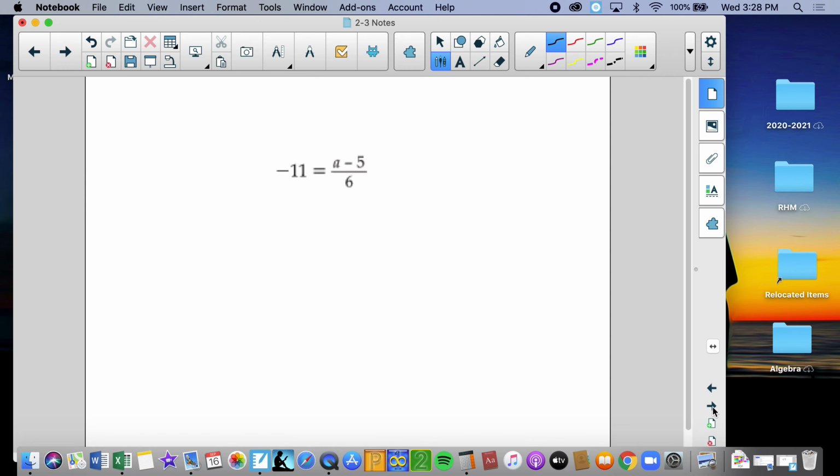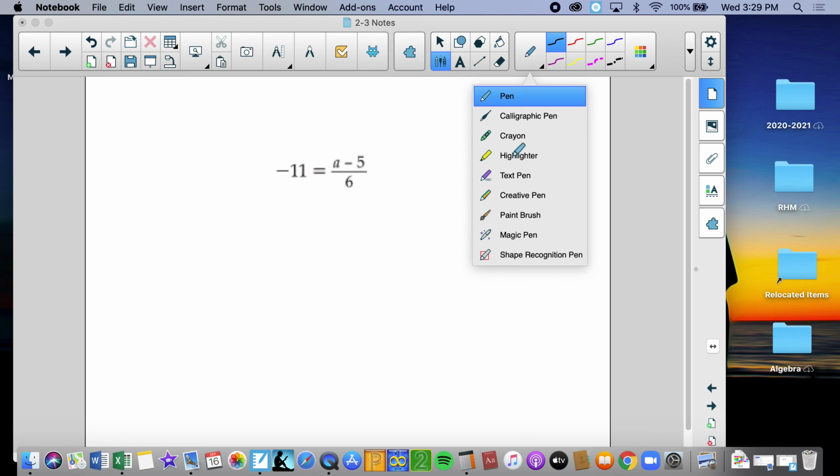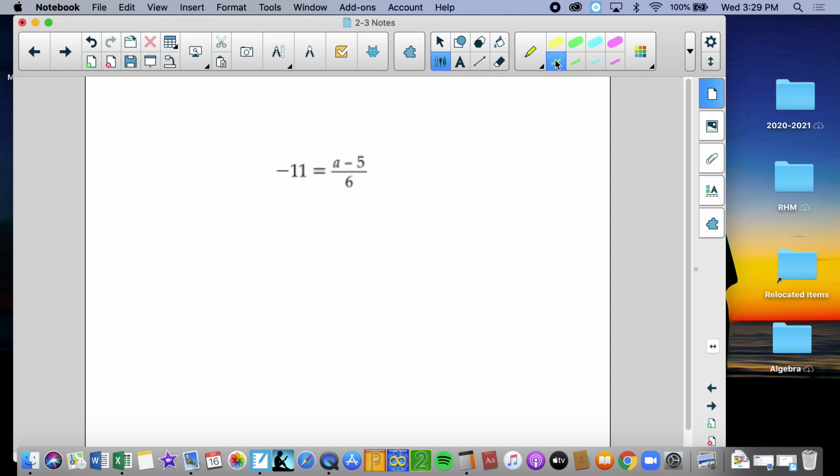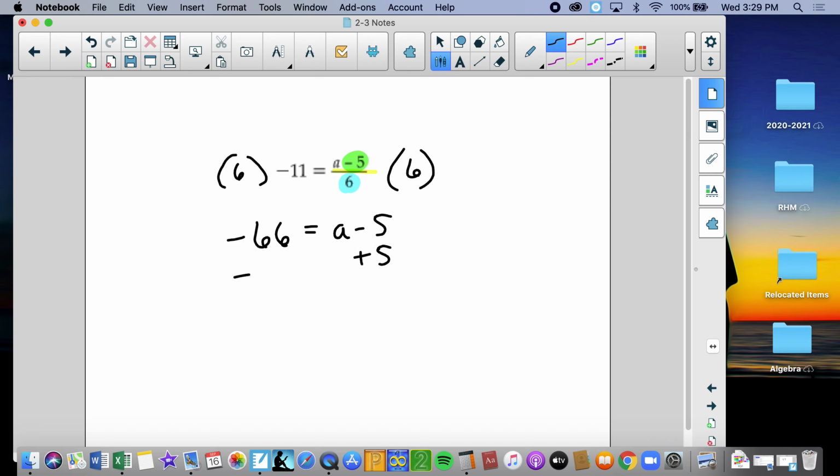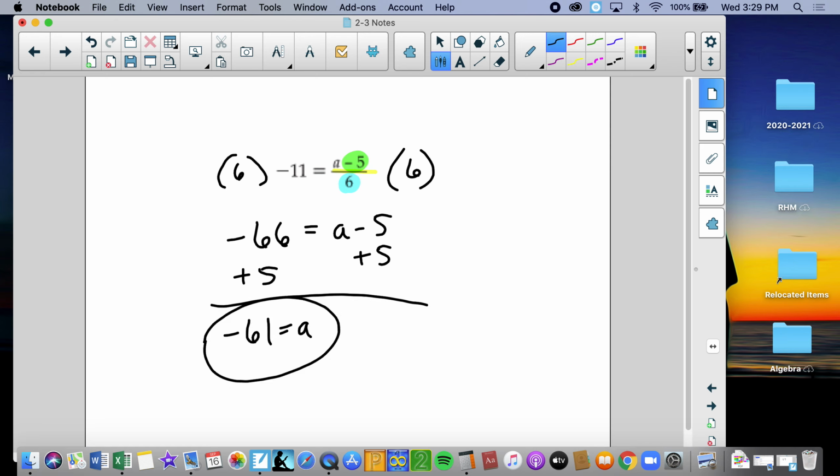Let's look at this one. Again, we have a vinculum. So when we have a vinculum, we can't get to that -5 just yet. We can't add 5. We have to get rid of the 6 dividing the variable. So we want to get rid of dividing by 6, so the inverse is multiplying by 6. That gives me -66 equals a minus 5. Then we're going to add 5, add 5. That gives me -61 equals a.